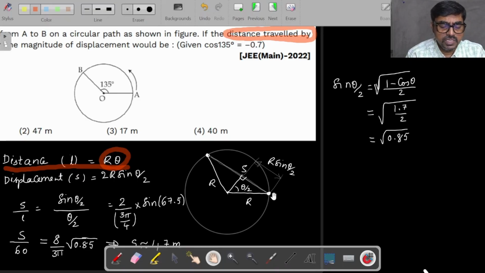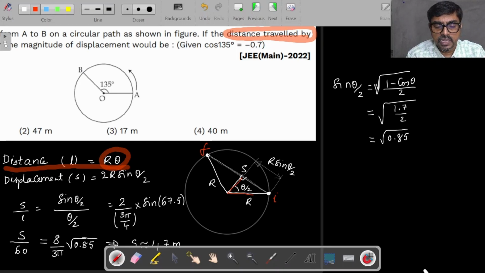So initially it was here, this is the initial position and this is the final position. You simply join the initial position to the final position, that is going to be the shortest distance, that's the displacement s. So we need to calculate the displacement, and we have a little bit of trigonometry. It is an isosceles triangle. For an isosceles triangle, median and altitude are the same. So this is going to be r sin theta by 2.